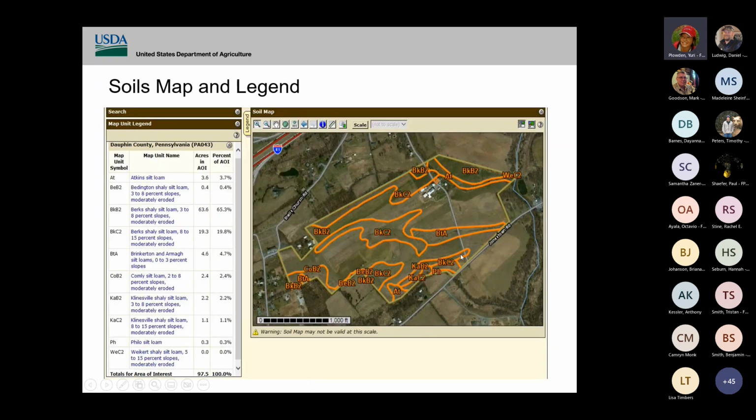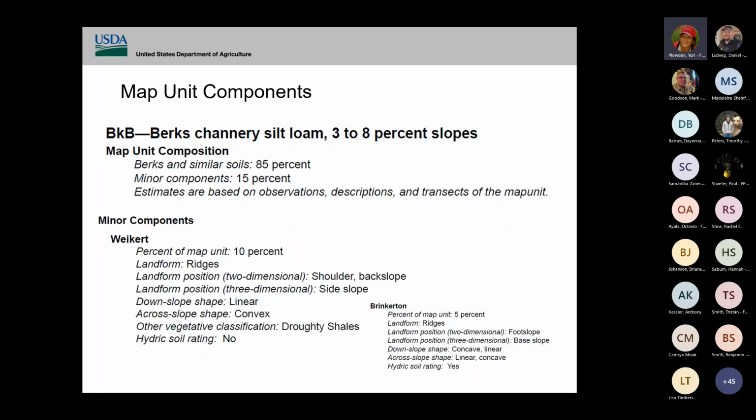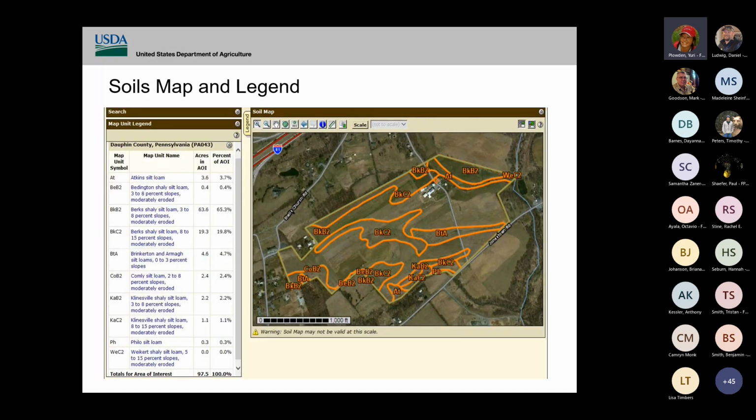Okay. All right. So here, once you can delineate an area of interest in Web Soil Survey, you'll come up with this legend. And on the left, these are live links that if you click on any of these, you'll get that map unit description like this that we had before. And I hope that my changing back and forth doesn't mess people up who are online.